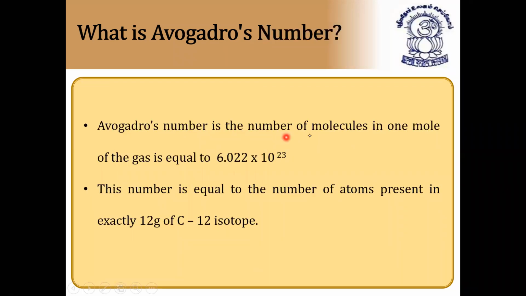The Avogadro number is the number of molecules in 1 mole of a gas, equal to 6.022 times 10 to the power of 23. This number is equal to the number of atoms present in exactly 12 grams of the carbon-12 isotope. So the number of atoms present in 12 grams of carbon-12 isotope is equal to the Avogadro number.